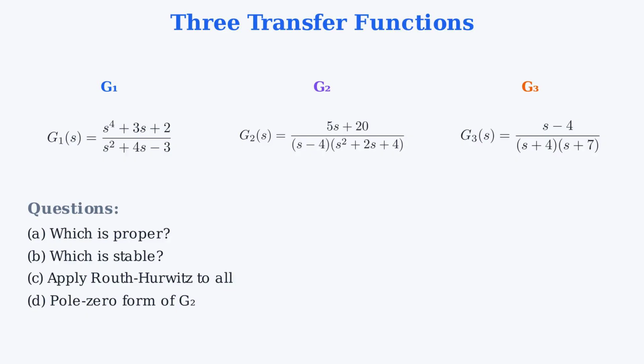We need to answer four questions. Which transfer function is proper? Which is stable? Apply the Routh-Hurwitz method to all of them. And finally, write the pole zero representation of g2.